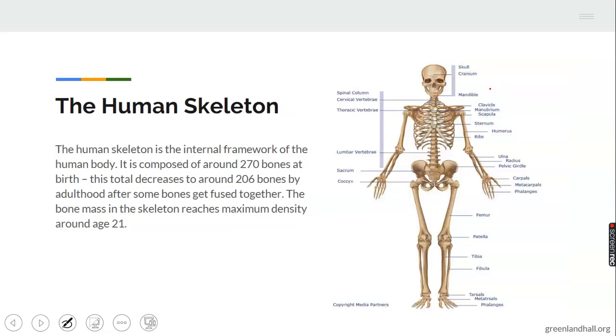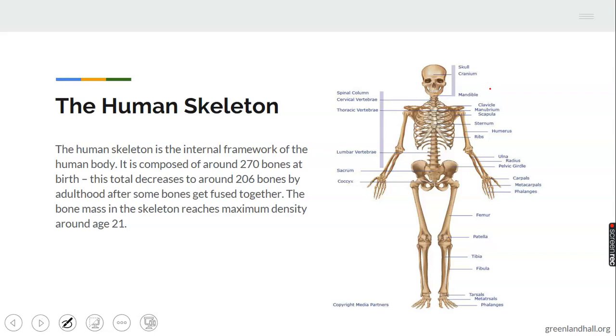Okay, let's talk about the human skeleton. The human skeleton is the internal framework of the human body. It is composed of around 270 bones at birth. This total decreases to around 206 bones by adulthood, after some bones get fused together.